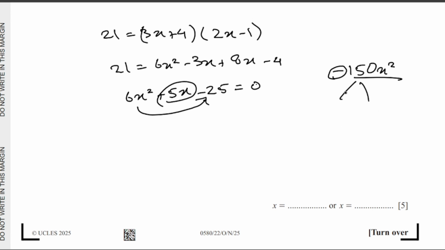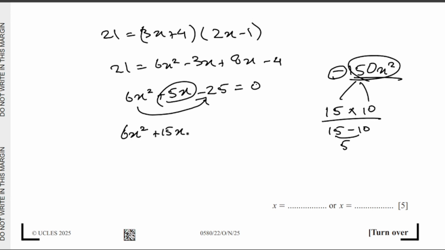So find factors of 150, right? So what are some factors we could use? One obvious one is 15 times 10, right? And you'll immediately realize that 15 minus 10 would give us 5, but 15 times 10 would give us 150, right? So let's substitute this into here, right? 6x squared plus 15x minus 10x. You have to remember to put the x's on, don't forget that. Minus 25 equals to 0. Right, now just factorize this separately and this separately.